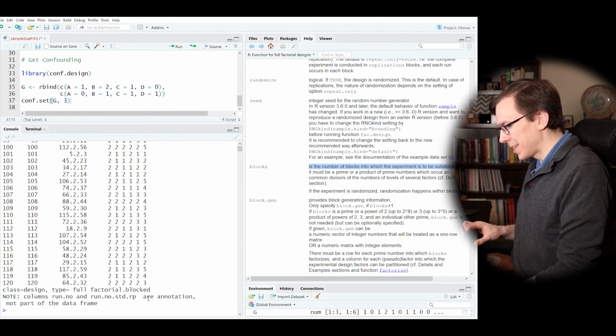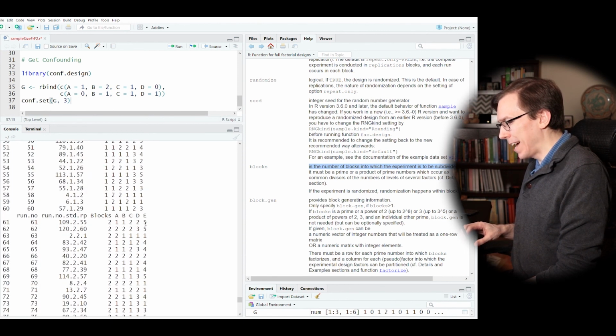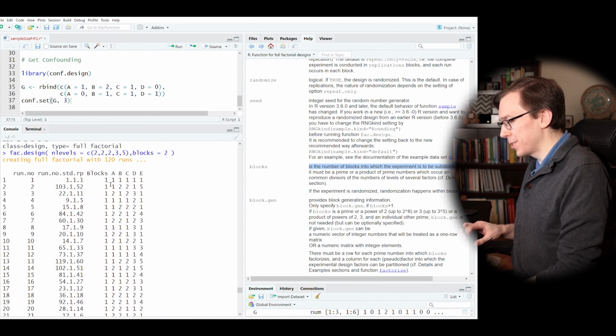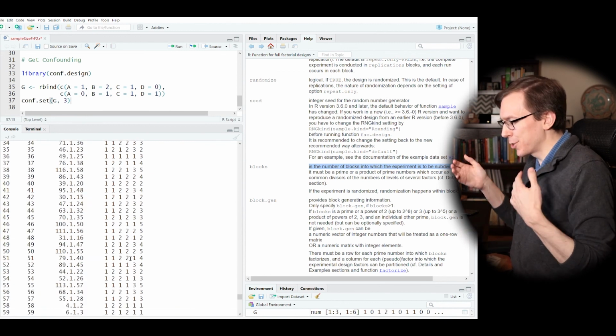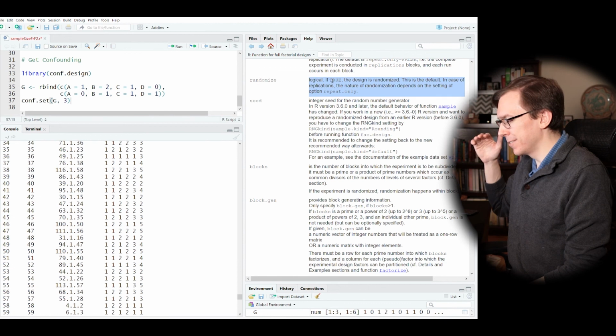Yeah, these are annotations, not part of the data. So now we have a blocked factorial design. And if you notice, what we've done is we still have 120 observations, but we've broken them into 2 sets of 60 for blocks. So I have my first block with these guys. I think it's also randomized. So again, by default, it will always randomize all of the rows.